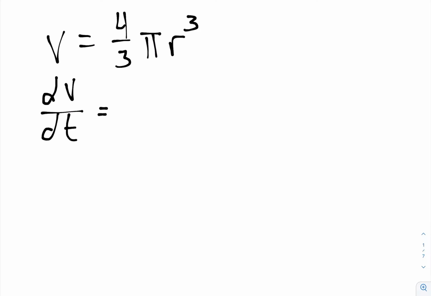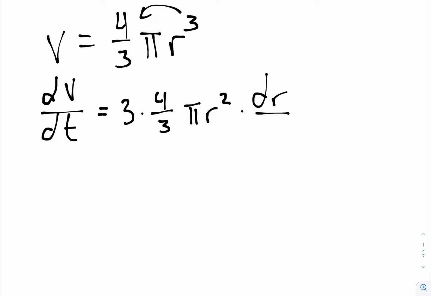Okay, and so what we have to do now is we have to differentiate the right side. So we have to figure out what our variables are. In this case, everything's constant except the r. So there's going to be a dr by dt somewhere on the right, but we have to bring down this 3. So it's going to be 3 times 4/3 pi r squared, right? Because we're reducing that exponent value by 1, and then we're going to multiply by dr by dt.